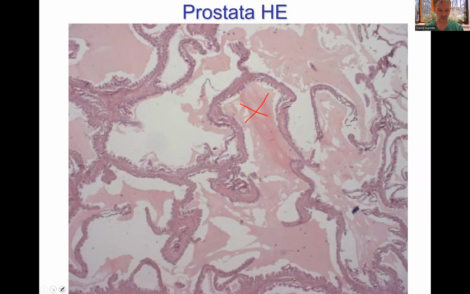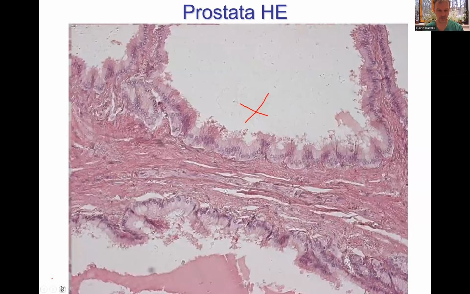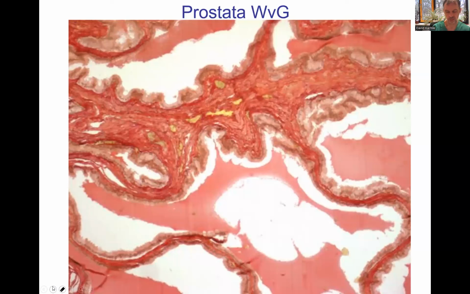And when we come closer, you can nicely see the epithelium. And in this case, the epithelium is very high, so you have a simple columnar cell. So this is a very active prostate. And in between, of course, the fibromuscular stroma, which is here again shown by specific staining, showing you the muscle cells, smooth muscle cells, and connective tissue.